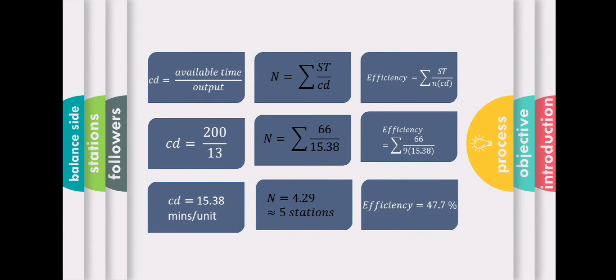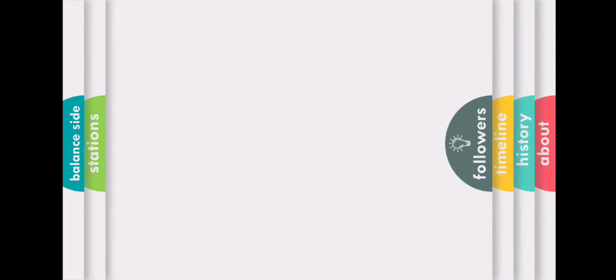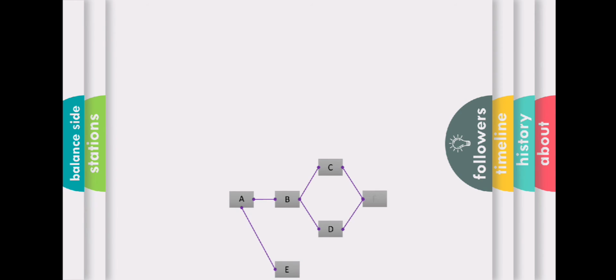Before we proceed to grouping the elements, we have to first identify the followers of each task. We have the precedence diagram from before, and to identify each follower, we have to base it on this diagram.